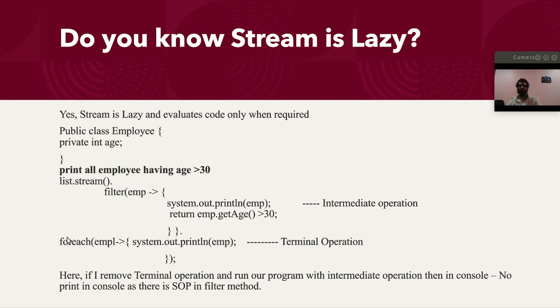So if I remove this terminal operation and run our program with the intermediate operation only, then in the console we will not get any print and it will not get executed. To execute this stream we have to add the terminal operation. That's why the stream is lazy. So in this way you have to explain, or you can also give a proper example, so that the interviewer will come to know that you have proper knowledge about this. Always mention that a stream has two operations: first intermediate and second terminal. Without terminal, the stream will not get executed, right?